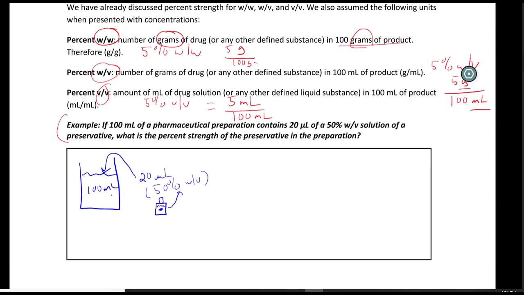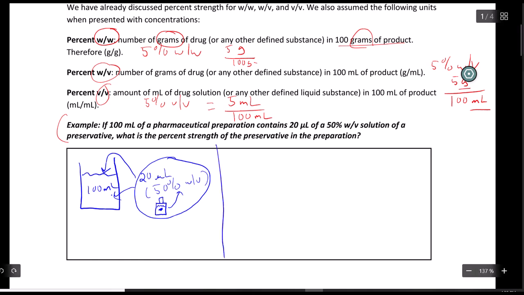The question that somebody is asking is, if I took 20 microliters of this solution and I diluted it down in 100 mLs, what is the final concentration? So I took a concentrated preservative solution and I added a drop into the 100 mLs. What is the final concentration that I have now in that preservative? That's what this question is asking us. So let's attack the question.